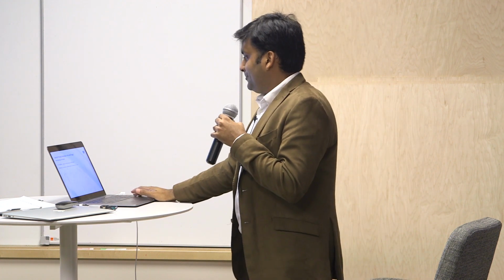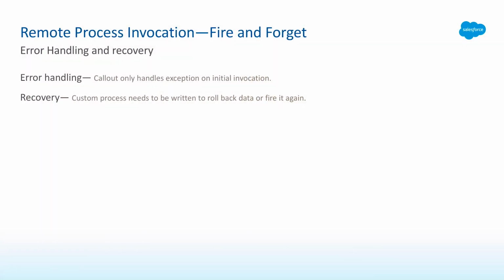All right. So again, in this case, error handling is a bit more difficult because a callout only handles the exception on the initial invocation. Whatever happens after that, I'm not sure, right? So we need a custom process to roll back data or fire it again. Even if I'm invoking order generation, let's say in batch Apex or in request and forget, there might still be a process like a nightly job which brings back the order ID from the third-party system to Salesforce, right? So if after a day there is still no order created back in Salesforce, that means there was some issue. So you can run a report and fire that sync again.